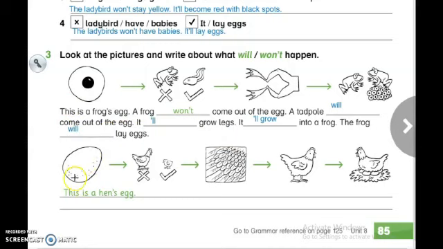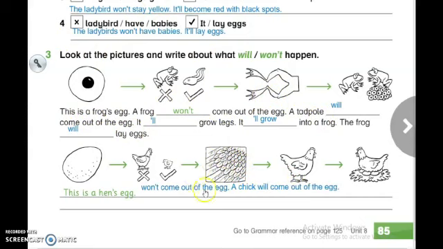Now look at the second picture, which is about a hen's egg. This is a hen's egg. Now we have to complete it in the same way. A hen won't come out of the egg. Here we have to write a hen won't come out of the egg. A chick will come out of the egg. Here we have to write a chick.